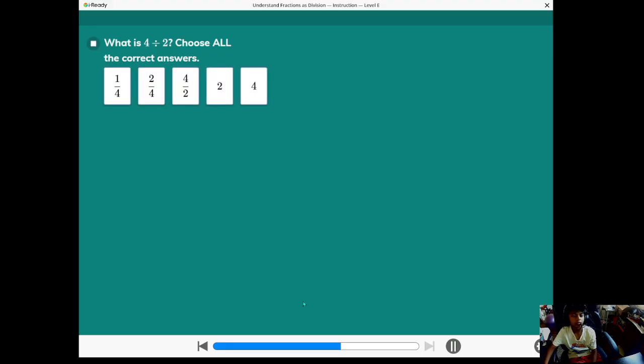What is 4 divided by 2? Choose all the correct answers. Well done!